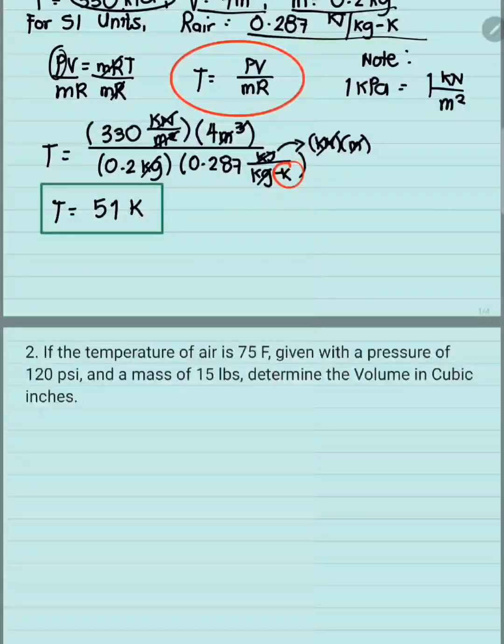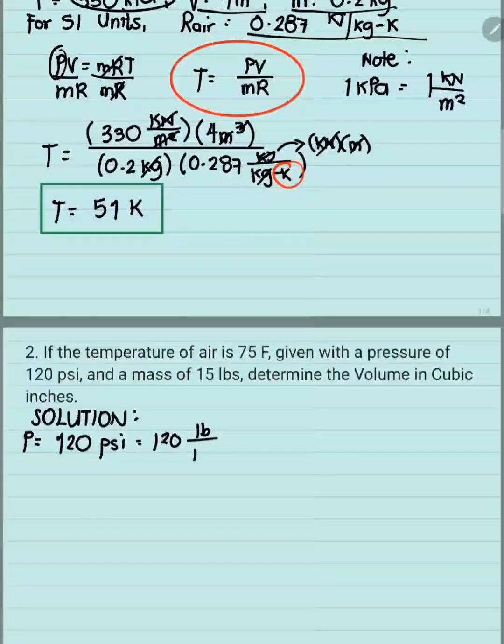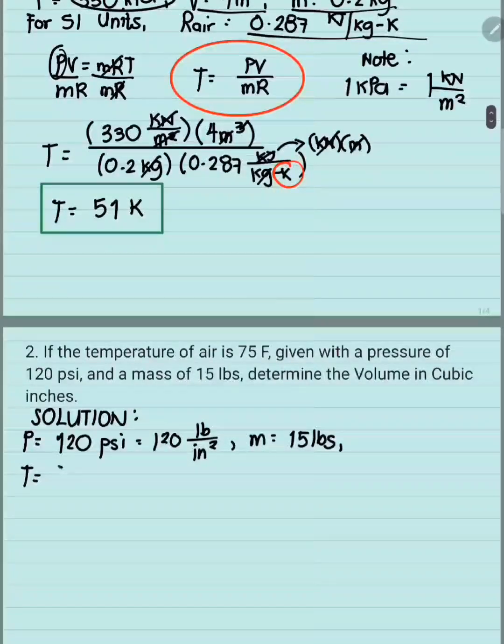First, again, let's write down the given values. So we have the solution. We are given 120 psi for the pressure, or 120 pounds per square inch. We are also given the mass, which is 15 pounds or pound mass. And we are also given the temperature, which is 75 degrees Fahrenheit.